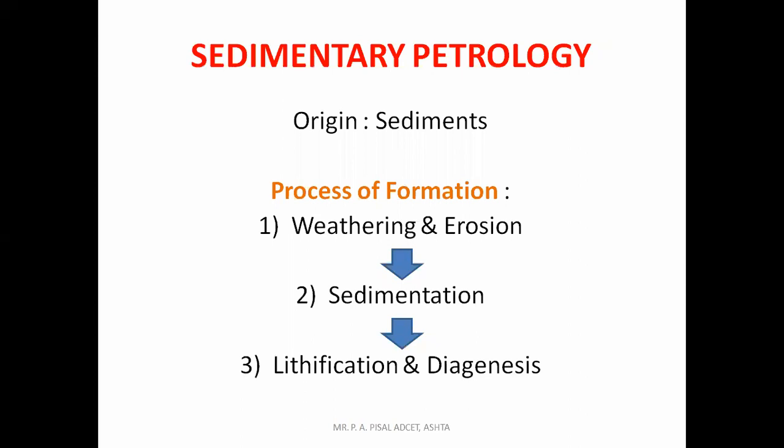Okay. At the initial phase, I told you that there are three types of rock: the igneous rock, sedimentary rock, and metamorphic rock. So the first type of rock, the igneous rock, we have finished. Now we are going to start the next type of rock, which is considered sedimentary rock. Okay. Now, how are these sedimentary rocks formed?